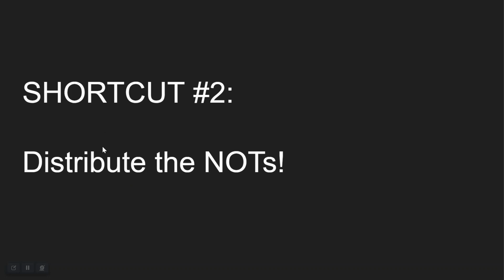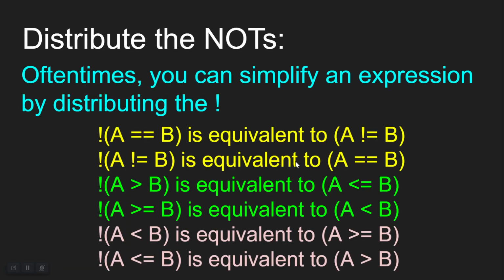Now we're going to look at shortcut number 2, which is distributing the nots. Oftentimes you can simplify an expression by distributing the nots. What that means is if you have a not sign outside of the parentheses of a condition like this, so we've got A is equal to B, you can actually take this not sign and distribute it to the middle, because not (A is equal to B) is equivalent to A is not equal to B. It's just like you're taking that exclamation point and moving it to the middle.